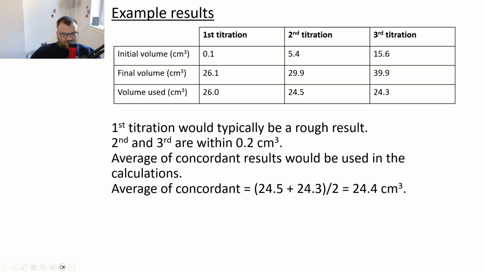A couple of little notes. So number one, if all three of them were within 0.2 of each other, you would use the average of all three of the results. If titration 1 and 3 were concordant with each other, you would use them and then you would ignore the second one. So in this example, I'm not doing the second and third because they're the second and third. No, because they are within 0.2 of each other.